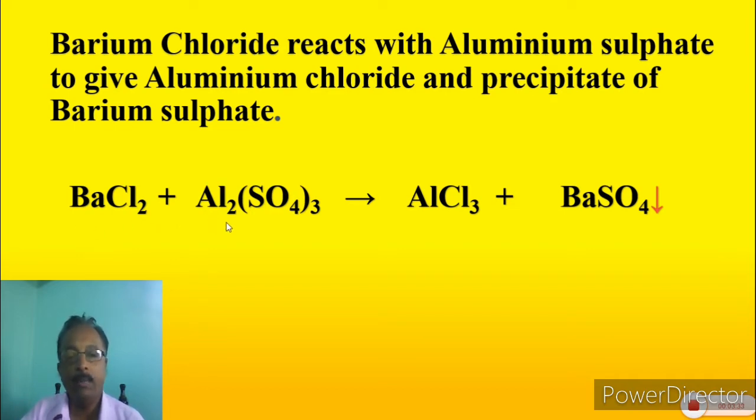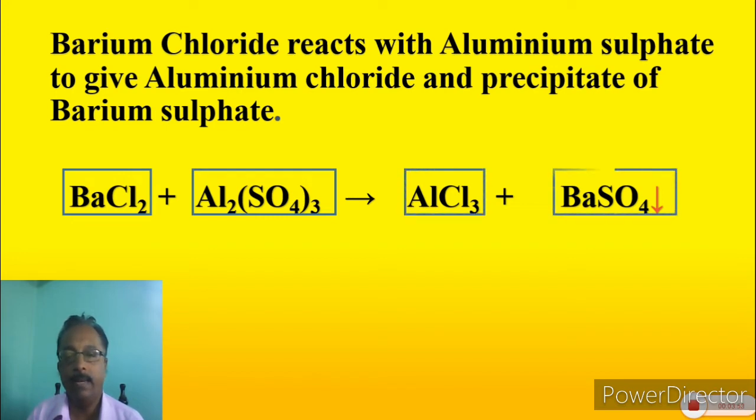So as already we have seen that before balancing the equation, we have to draw the boxes to each reactants and product. So here I am drawing a box to barium chloride. Aluminum sulfate, aluminum chloride, barium sulfate. So once you have drawn the box to each reactants and product, now you cannot make any changes inside the box.